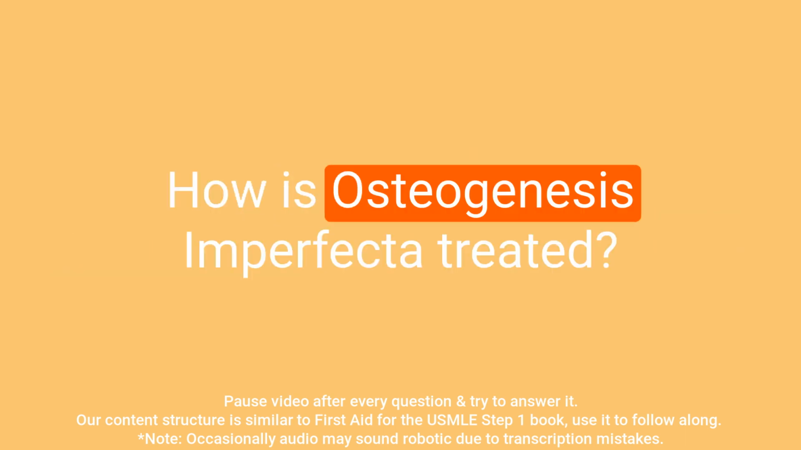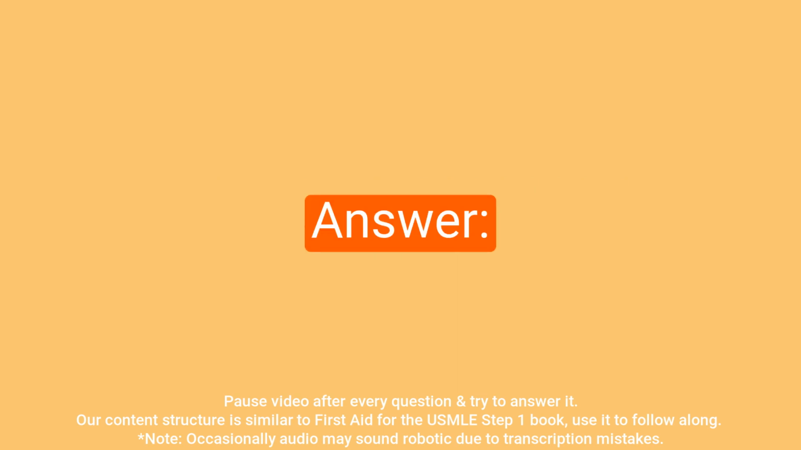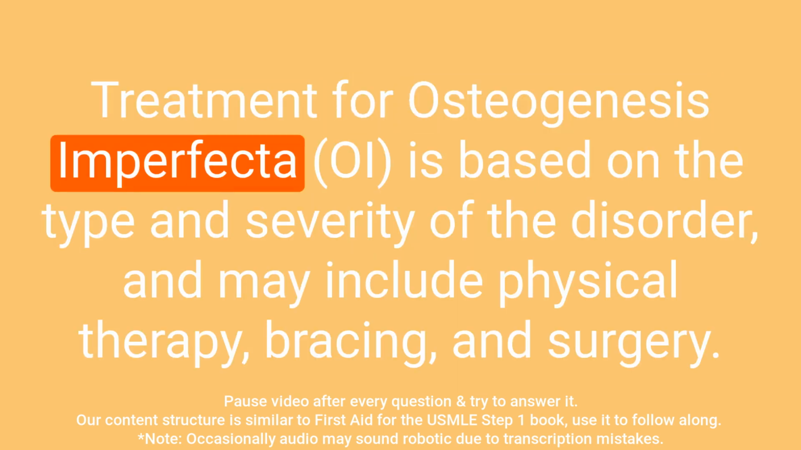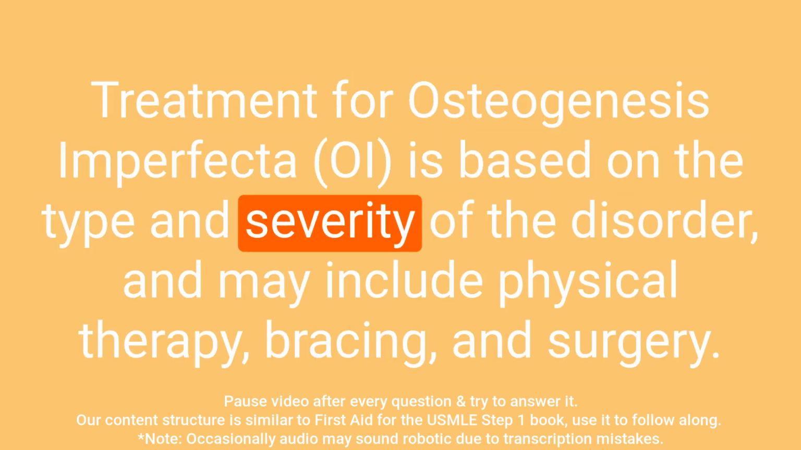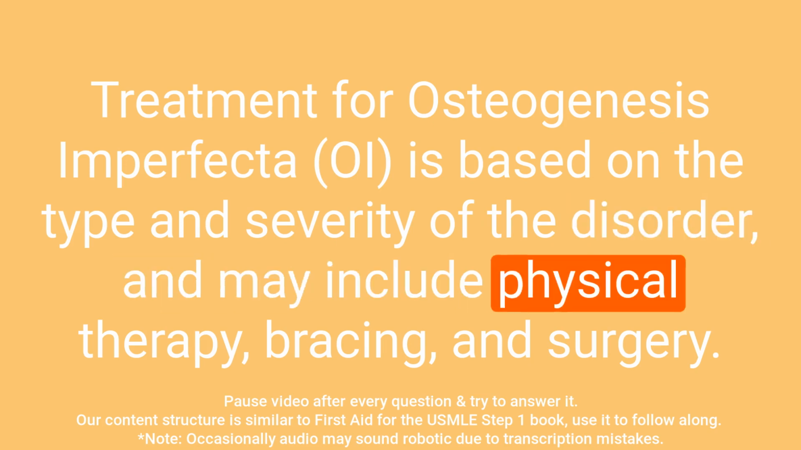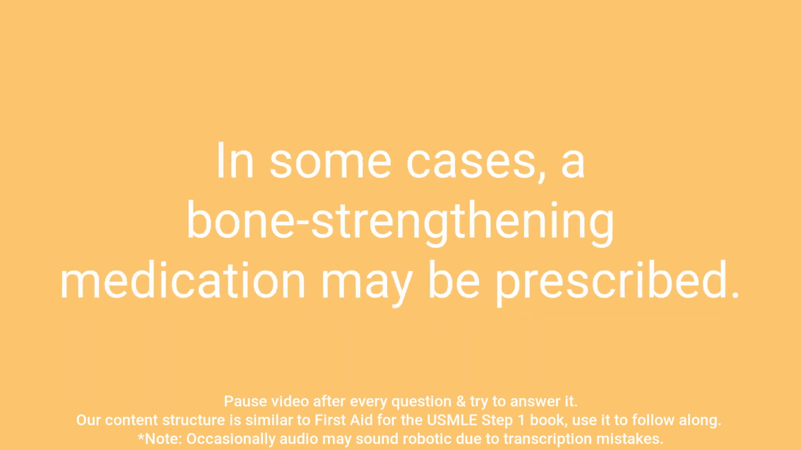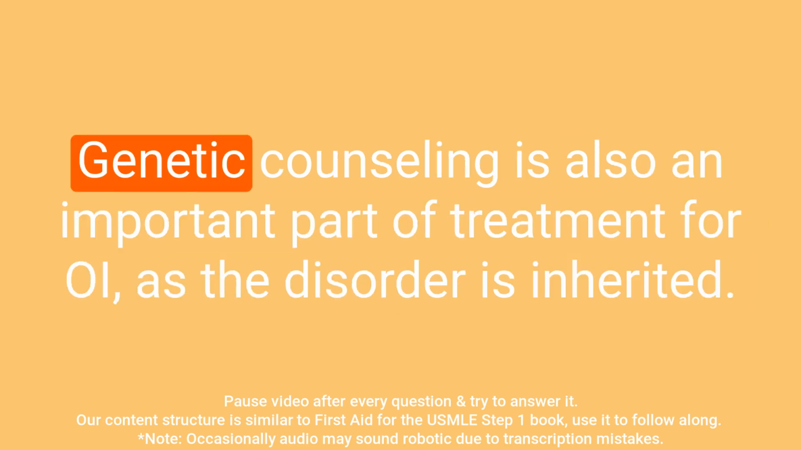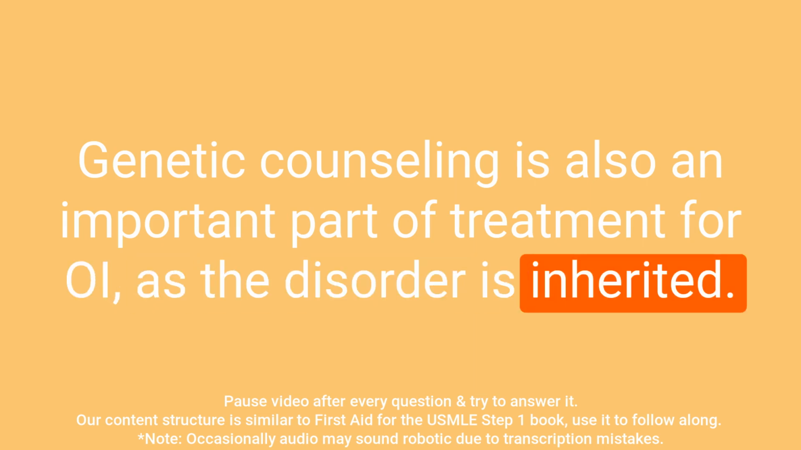Question: how is osteogenesis imperfecta treated? Answer: treatment for osteogenesis imperfecta is based on the type and severity of the disorder and may include physical therapy, bracing, and surgery. In some cases, a bone-strengthening medication may be prescribed. Genetic counseling is also an important part of treatment for OI as the disorder is inherited.